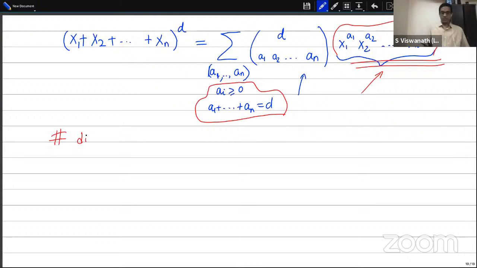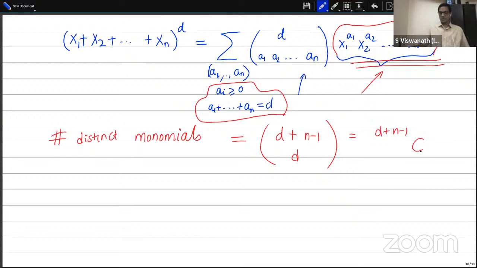So the number of distinct monomials is like saying the total is d. So there are d balls and there are n boxes into which I must distribute them. So d plus n minus 1, choose d. In the other notation it is this. So there are those many monomials that will appear when you expand out. And of course, we know something more here. When you expand, the coefficient of a given monomial, we know what it is in terms of the multinomial coefficient.